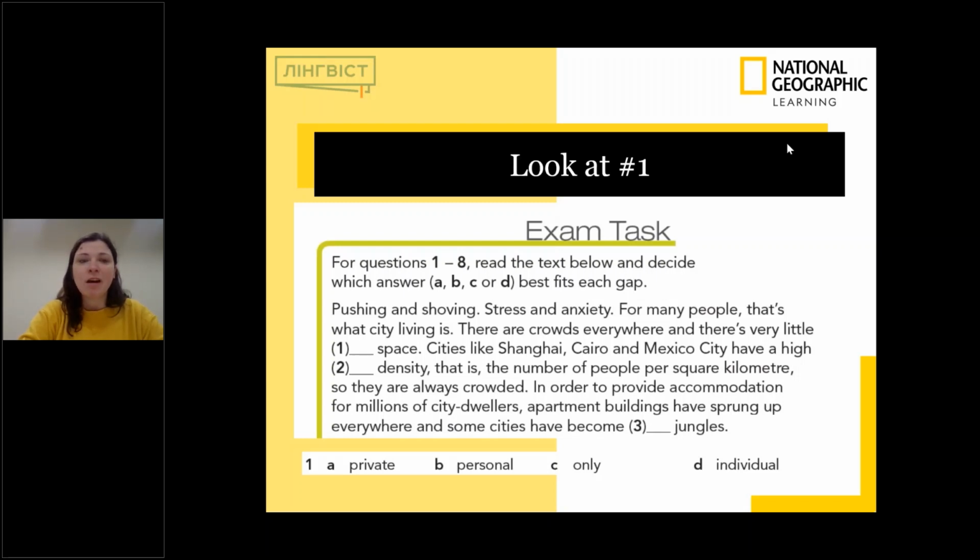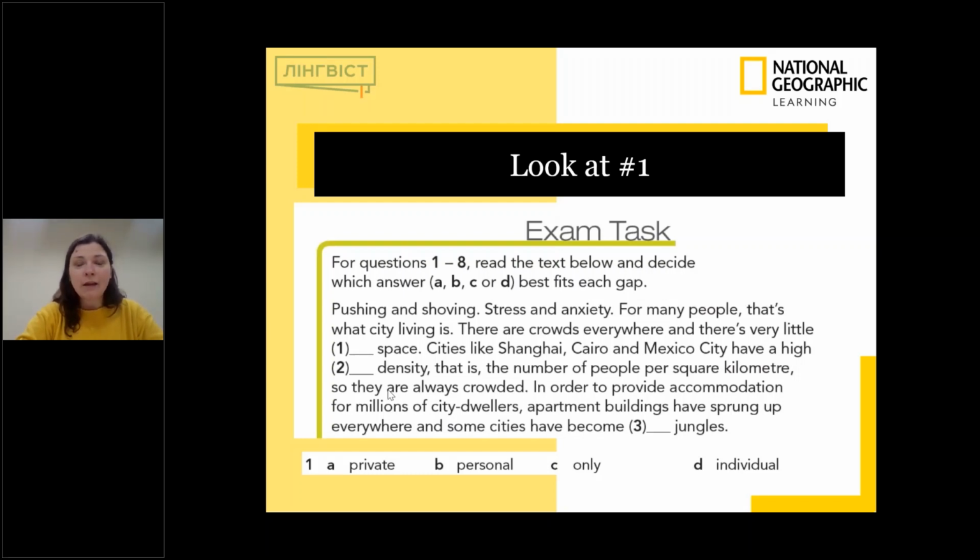I've already had some answers. Thank you. You are welcome to write down your answers, to work with us, to be in your students' shoes right now. Okay, if there was a poll, I would say that answers A and B would have approximately the same amount of answers. So the space could be either private or personal.